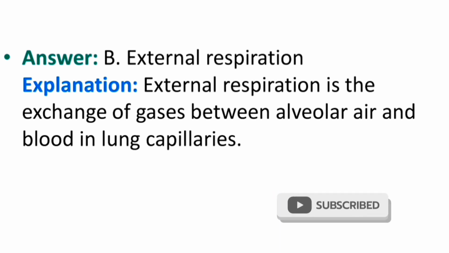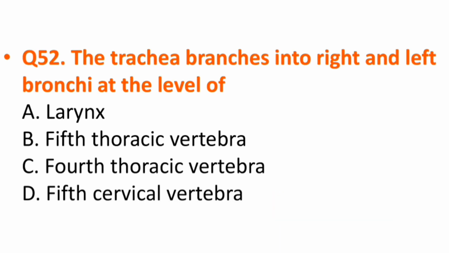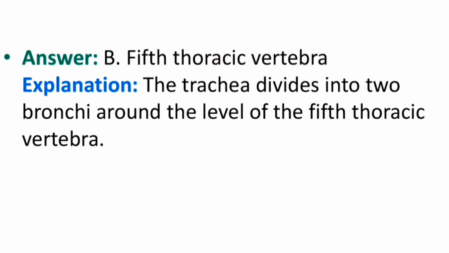The next question. The trachea branches into right and left bronchi at the level of option A larynx, option B fifth thoracic vertebra, option C fourth thoracic vertebra, option D fifth cervical vertebra. The correct answer is option B fifth thoracic vertebra. The trachea divides into two bronchi around the level of the fifth thoracic vertebra.